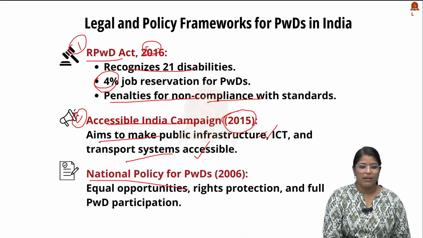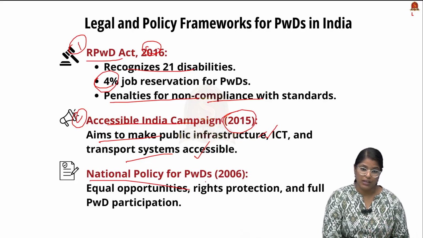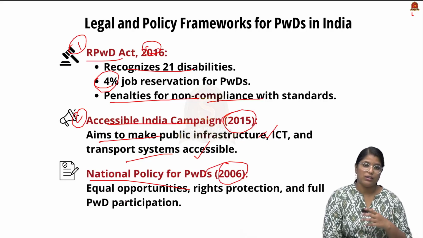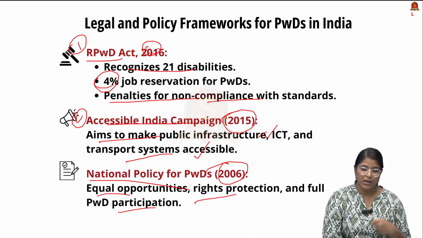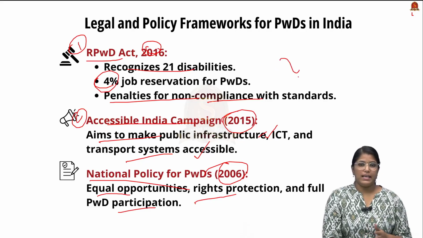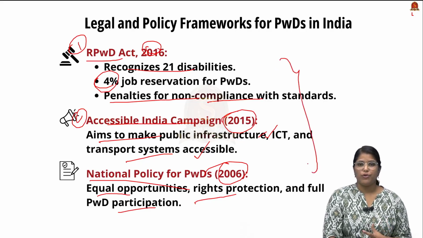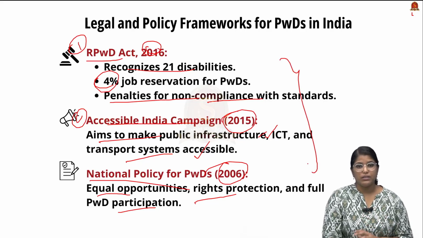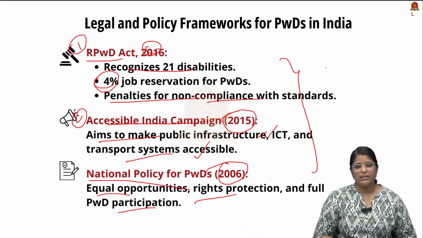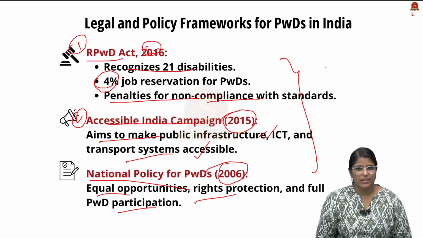And finally, we have the National Policy for PWDs. This was enacted in 2006. This particular policy actually gives the guidelines and prescribes for equal opportunity, right protection, and full PWD participation. So all these legal and policy frameworks provide for a dignified life for persons with disabilities. So with these learned points, now let us move on to the next news article discussion.